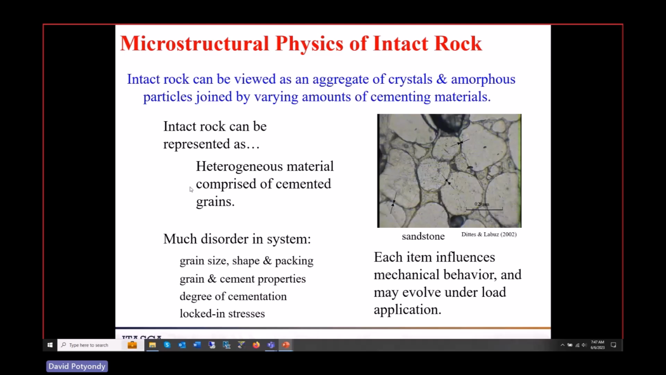And all of these things evolve under load application, because usually when we're interested in modeling rock like this, we're interested in approaching its strength and seeing how it's going to fail, right? And so we have this system that starts out as heterogeneous cemented grains, and then we start having damage in the cement, and then at a secondary level we can also have damage in the grains as well.